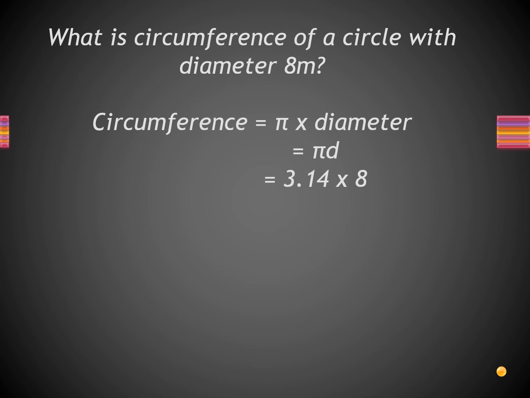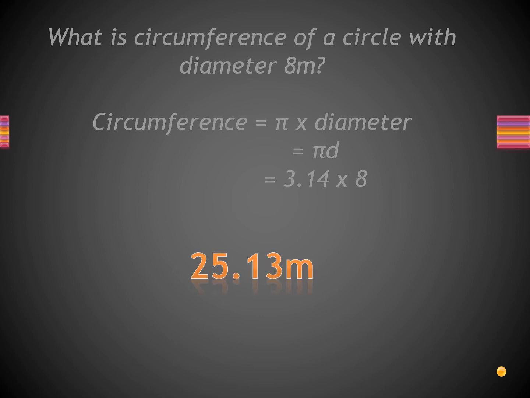Another example. A circle with diameter 8 meter. So remember to write the formula. Circumference is equal to pi into d. Multiply 3.14 with 8. You will get the answer 25.13. So hereafter, we will use the value of pi as 3.14. You have to remember that.